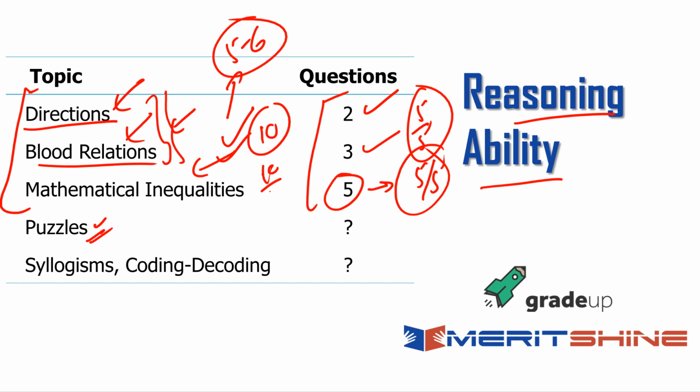10 out of 10 in 5-6 minutes. Cut off, and it becomes clear. Then I will think about these. Now what happened last year here was that syllogisms, coding, decoding, all this was missing. I do not know if it's going to come or not.